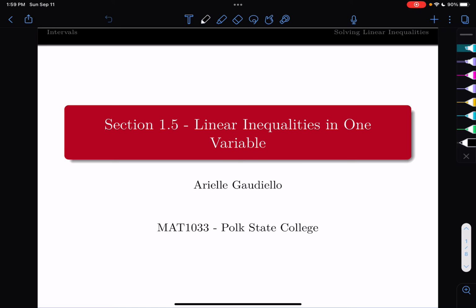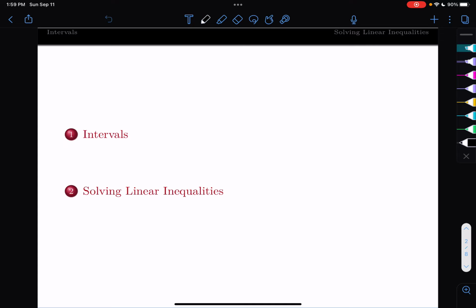Now that we've got a good hand on solving linear equations, we're going to turn to inequalities. So you're going to see this trend in a lot of what we do. We work on the equations, then we go ahead and switch it to the inequalities. So we have a couple things that we're going to cover first.